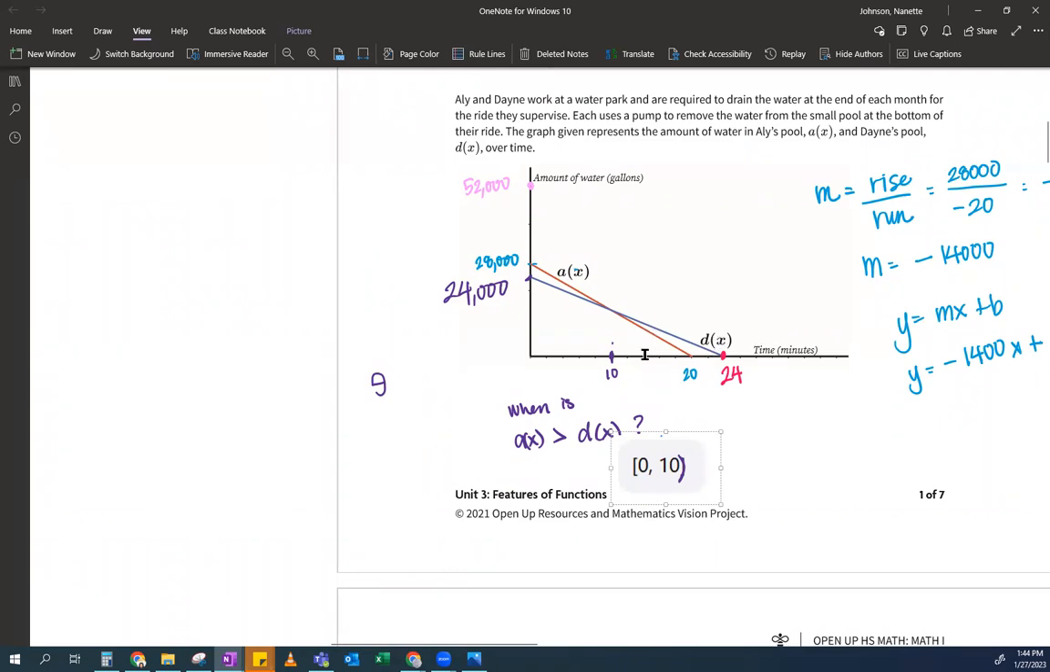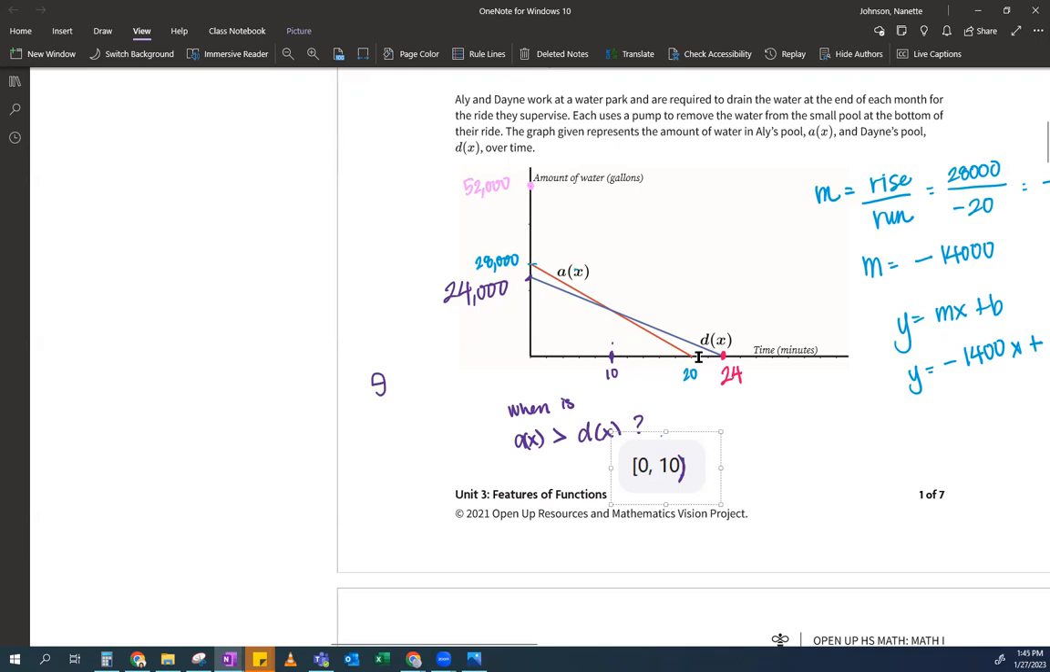Slower, faster, or in between? Can we just get a gut guess here? I think it's going to be this. Yeah, it's in between. Because you guys have done this before, right?